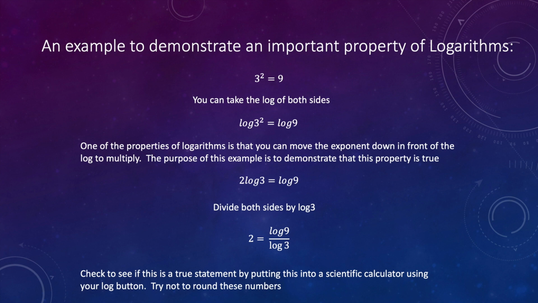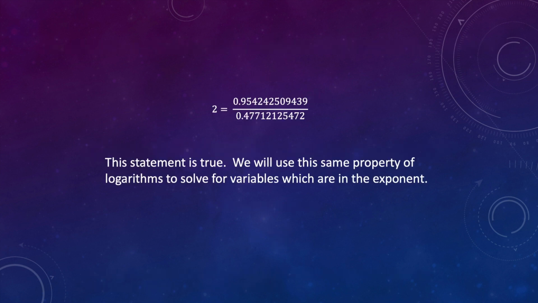So you're going to put this into a scientific calculator, and if you can, try not to round this at all. When you're dealing with logarithms, rounding makes a big difference. So if you can do it without rounding, good. If not, just put in as many decimal places as you possibly can and check that this statement is true. We are going to use this property of logarithms where we can bring the exponent down in front of the logarithm. That's going to help us solve for the variables which are in the exponent.